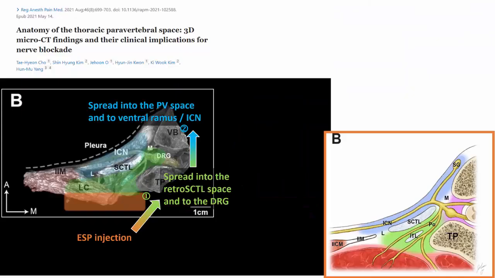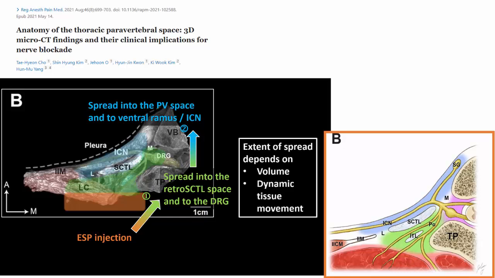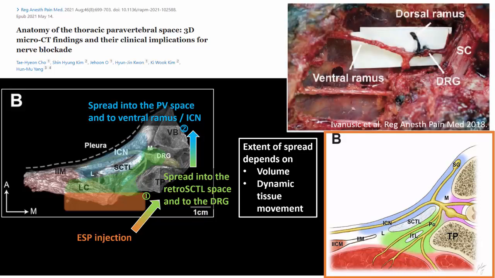It's important to realize that this second phase of local anesthetic spread through the medial and lateral slits in the SCTL is likely to be influenced by physical factors governing fluid dispersion, chiefly the volume injected and the dynamic compression and relaxation that accompanies respiration and other movements of the torso. Without these dynamic factors, the obstacle presented by the SCTL also explains why in some cadaveric studies of the ESP block, there is no staining of the ventral ramus.